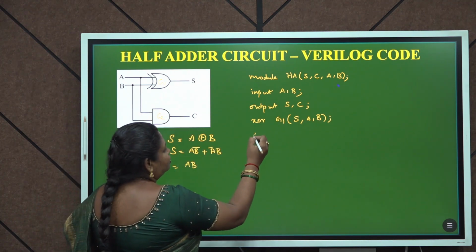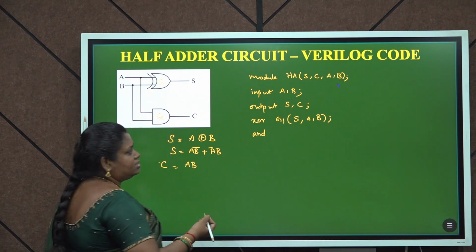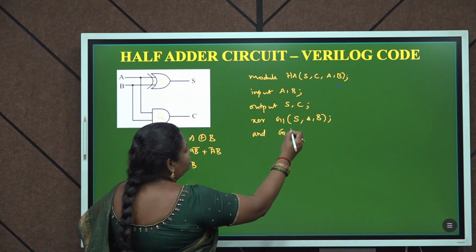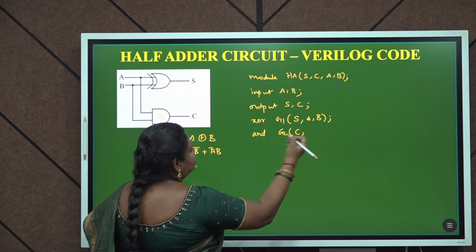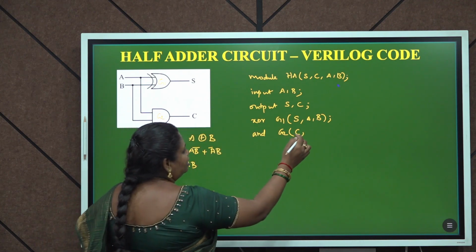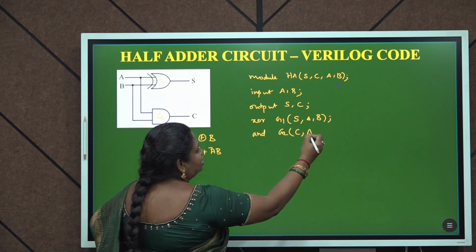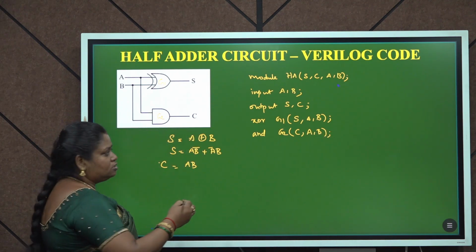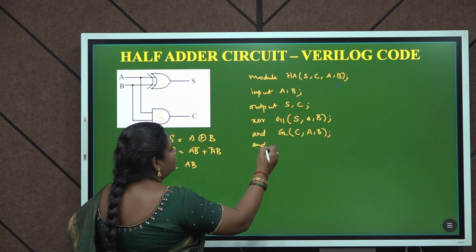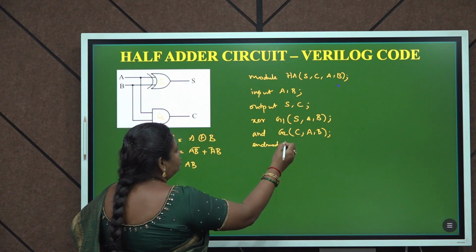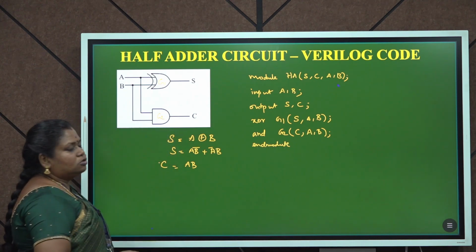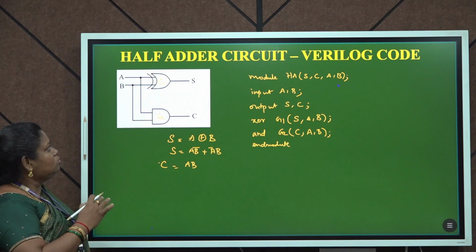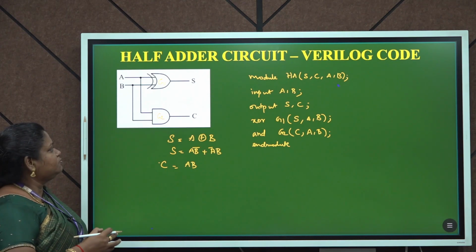Next we are going to write the AND gate. The keyword is AND, label we are writing G2, my output is C. Carry is my output, which we have represented as C. So C, A comma B. So we have completed both the gates, and we close with end module. Now we have written for the two gates, that is the XOR gate as well as the AND gate.